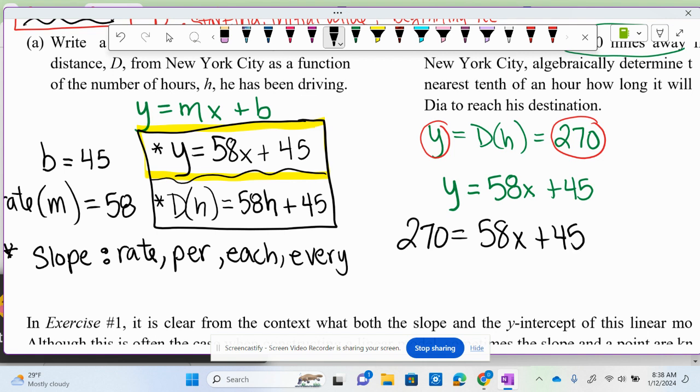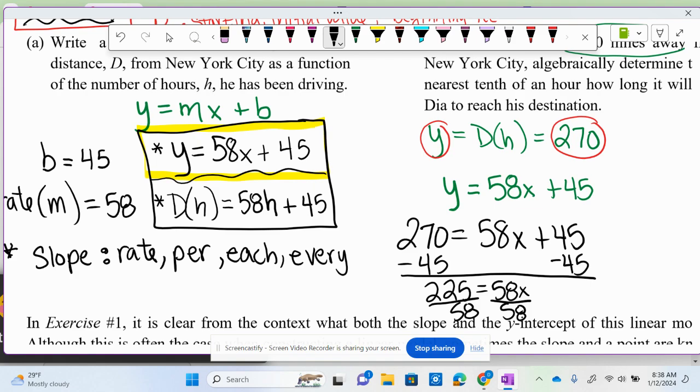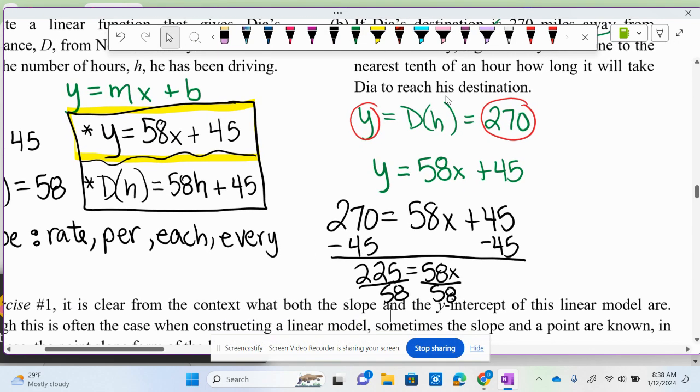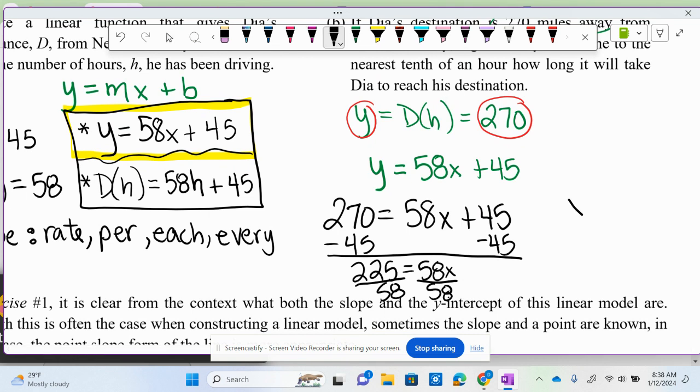Okay, so how can I solve for how long it will take, the number of hours? Perfect. 270 equals 58x plus 45. Keep going, Noah. That's perfect. What would you do to get there? So 270 minus 45 is 225 equals 58x. Then what would you do, Noah? Yeah, divide both sides by 58. Outstanding.